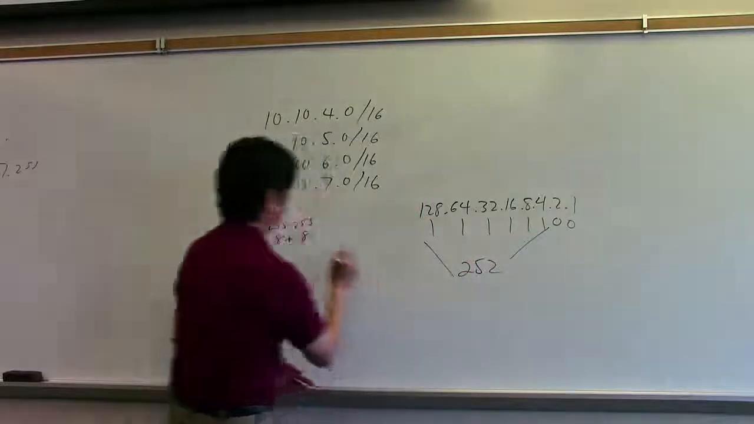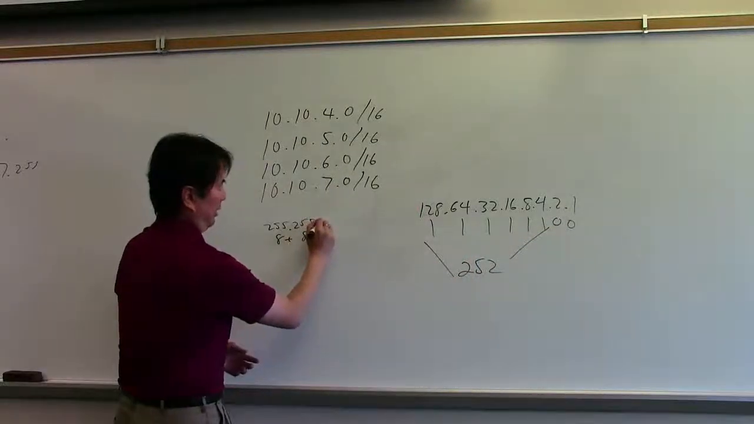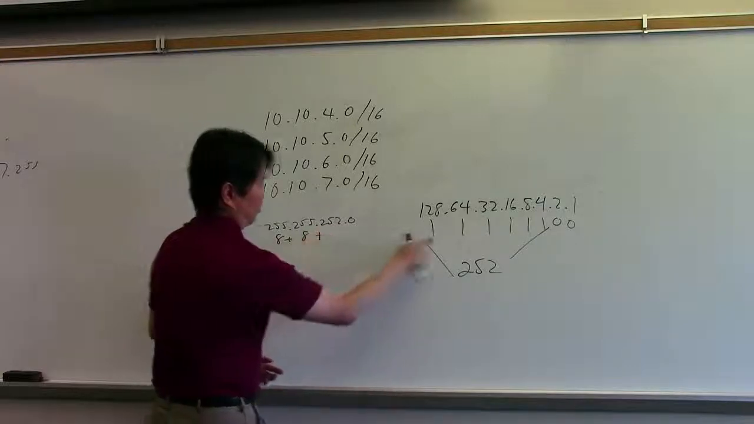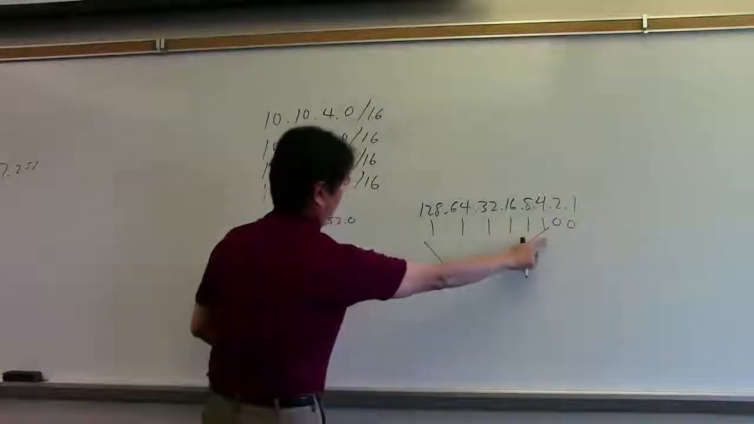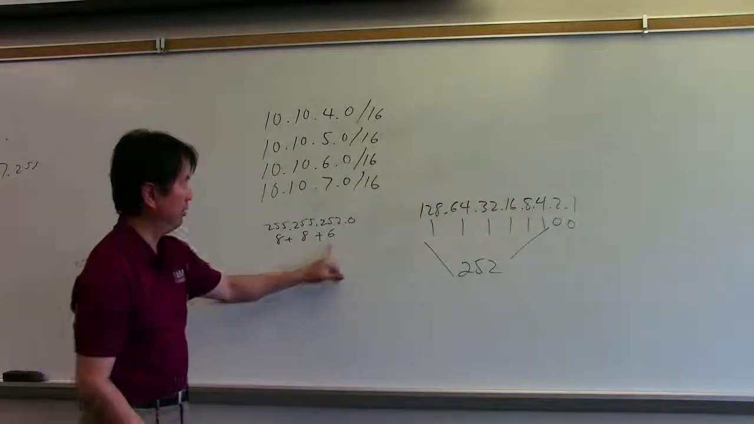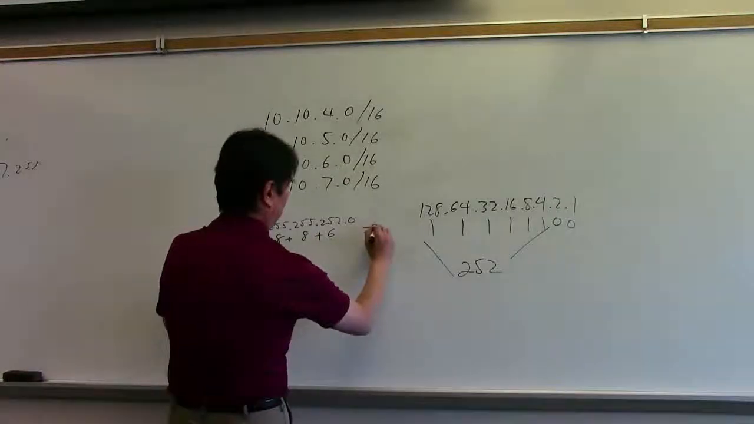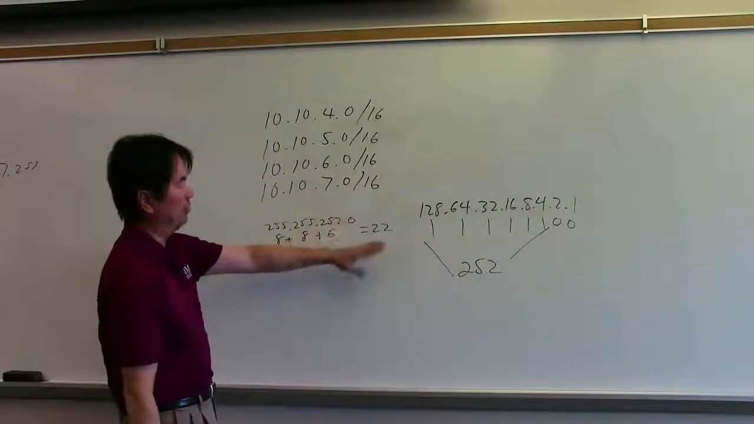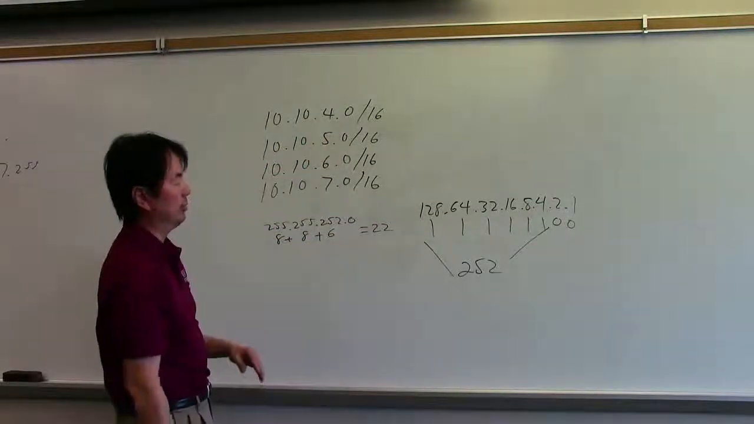252. Now we come over here just like we did with the regular subnetting, 252.0. And this is 1, 2, 3, 4, 5, 6. So this number becomes 6. And if you add these together, you should get 22. And that's going to be your slash number for your main summary address.